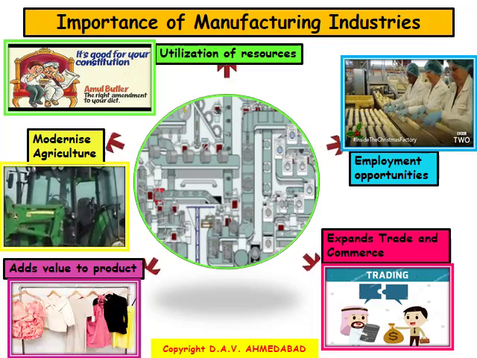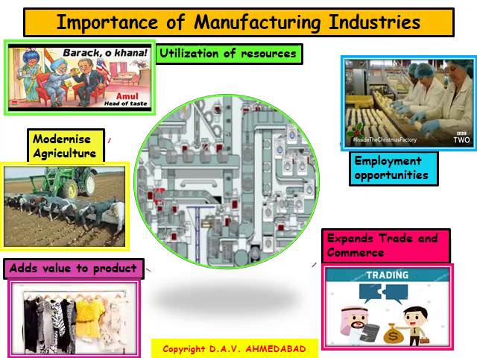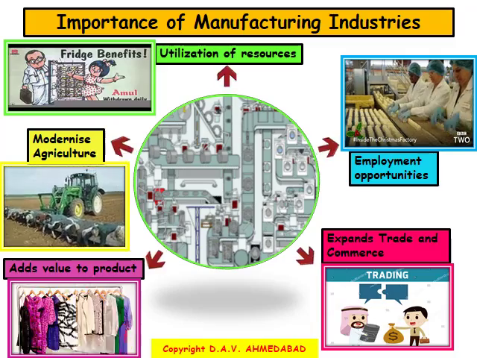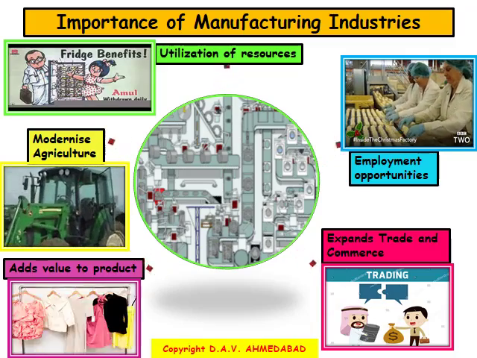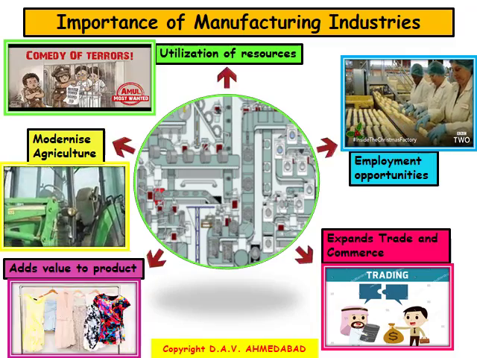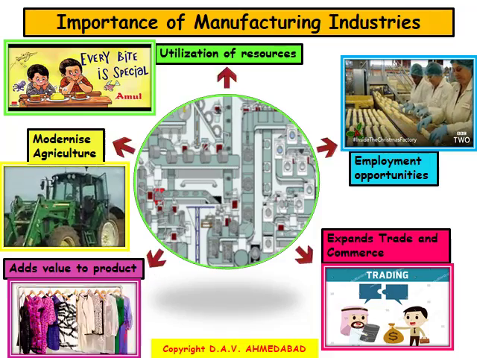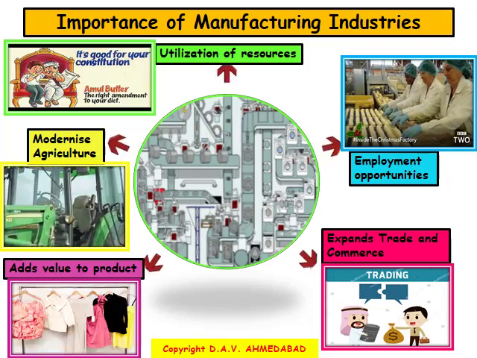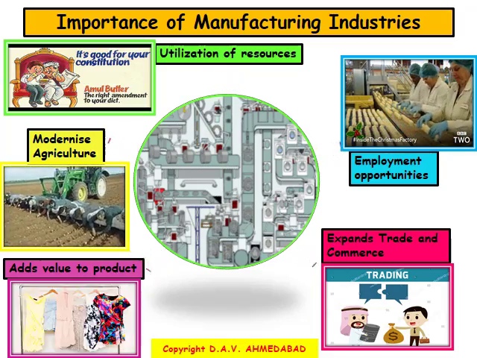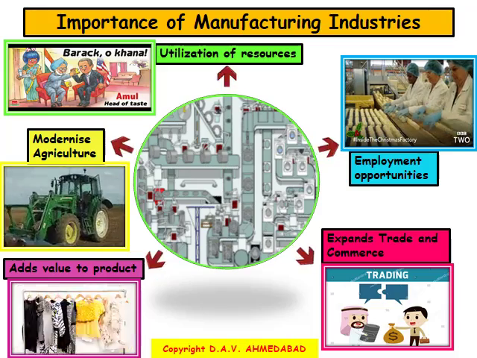Second point is it modernizes agriculture. Now how does it modernize agriculture? Well, it provides modern machineries, tools, equipments to the agriculture which further helps in better production. Third point is it adds value to a product.